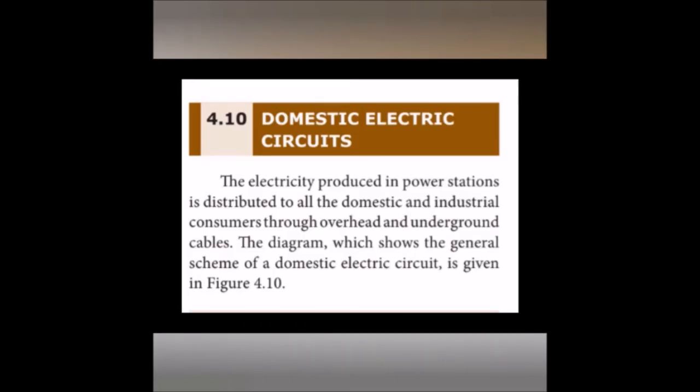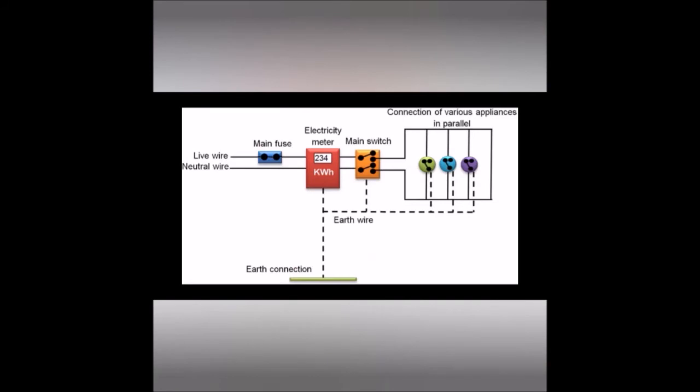Domestic electric circuits. The electricity produced in a power station is distributed to all the domestic and industrial consumers through overhead and underground cables. The following diagram shows the general scheme of a domestic circuit. The first stage of the domestic circuit is to bring the power supply to the main box from a distribution panel such as a transformer. The important components of the main box are a fuse box and a meter.